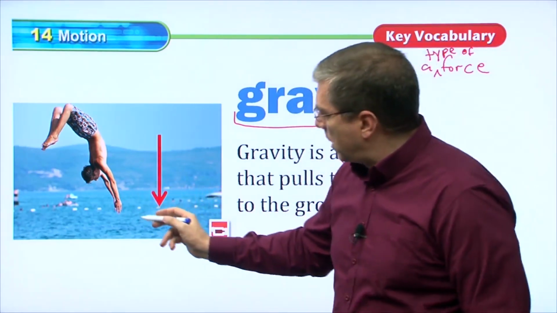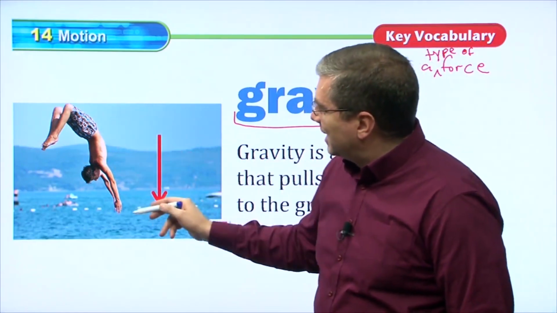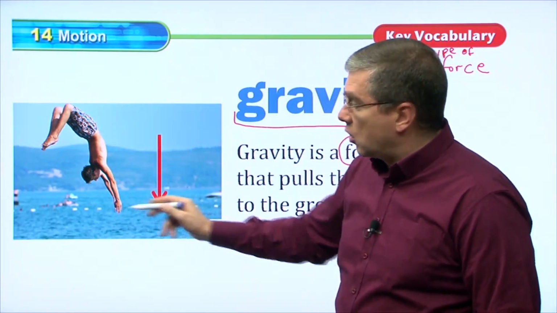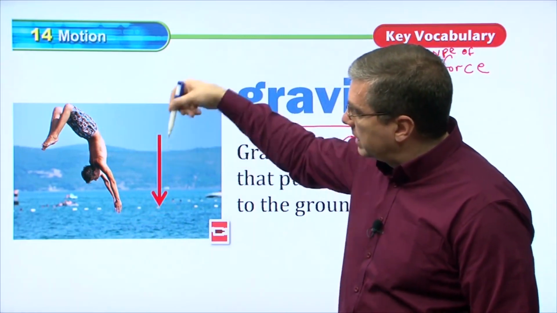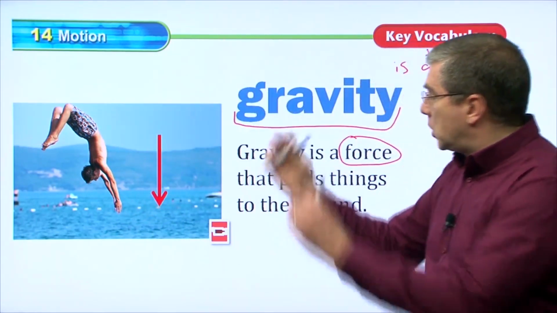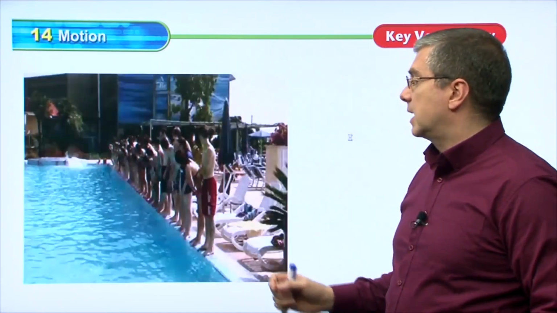You see this boy, wow, he's very interesting. He's diving into the water. Hopefully there's water down here, but he's going down, right? This arrow is pointing down because gravity pulls things to the ground. Let's take a look at that.